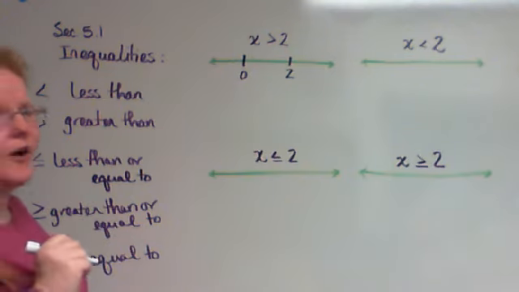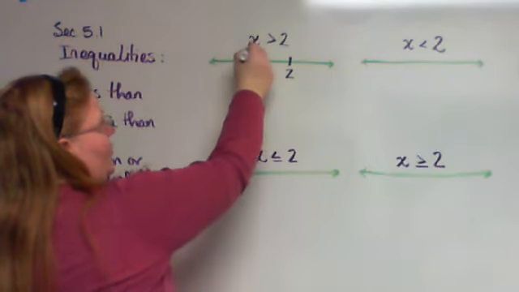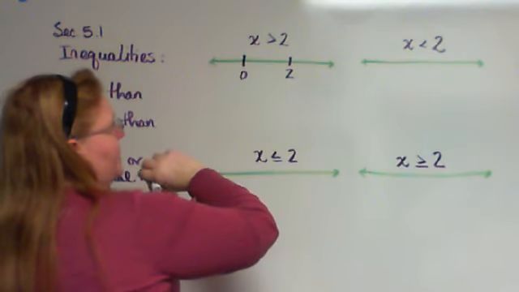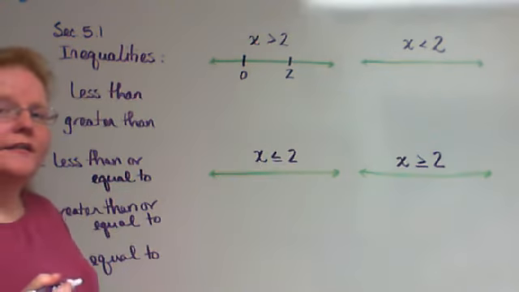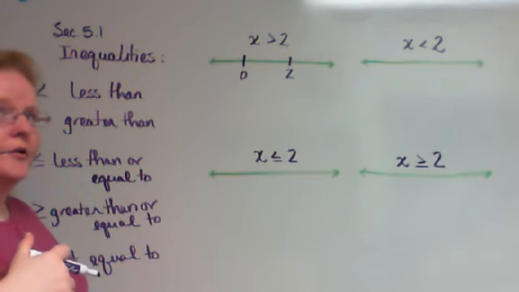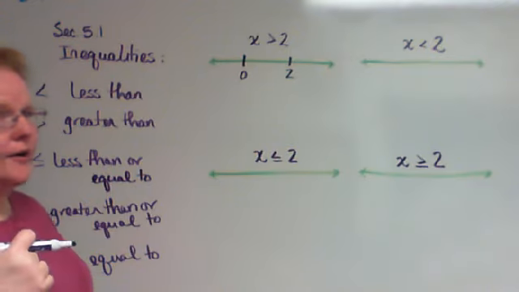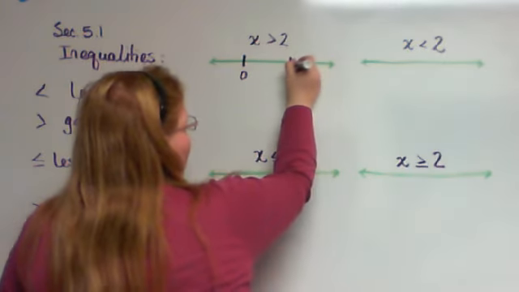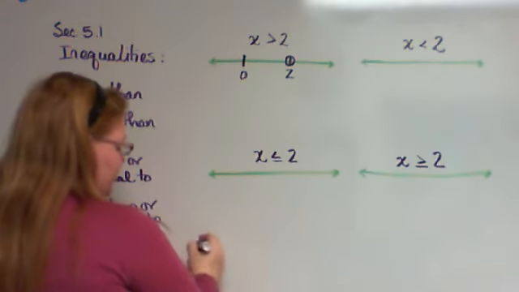Then we have to graph all the numbers that are greater than 2, because we want all the x numbers that could be greater than 2. So this is my 2. Do I include that 2 or not? Is it included in my answer? Is 2 greater than 2? No, it's the same thing as 2, but it's not greater than 2. So we do not include that in our answer. When we are not including the number in our answer, we have to use an open circle.